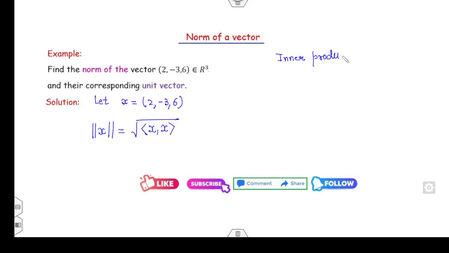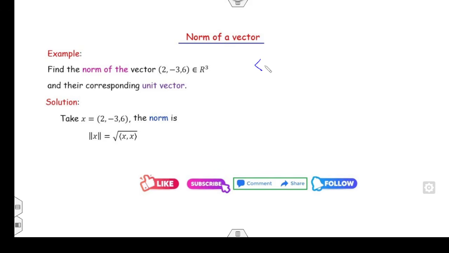Because it is defined on the R, I can define the inner product as the standard inner product, that is sum of x_i y_i. So I can find the value of the norm. I can find the value of the inner product of x and x. That is a 2 square plus minus 3 square plus 6 square, so that will be 4 plus 9 plus 36. That will be 49.